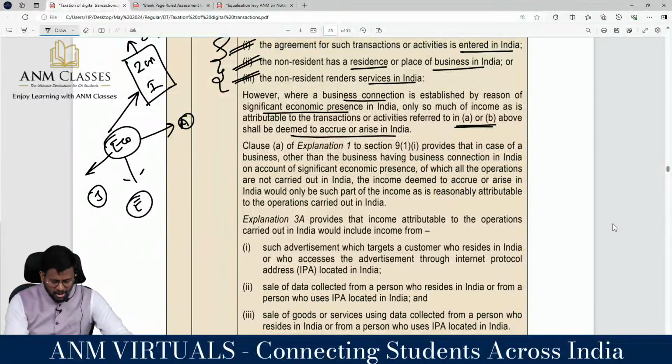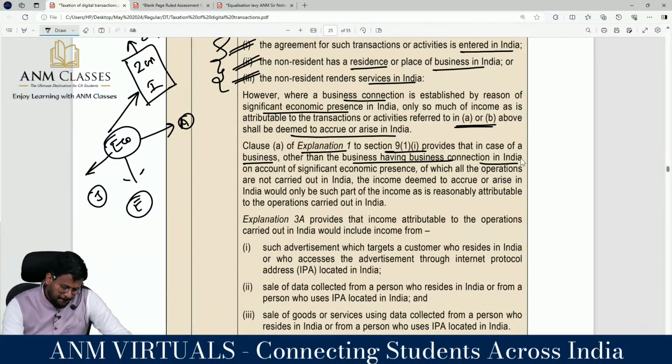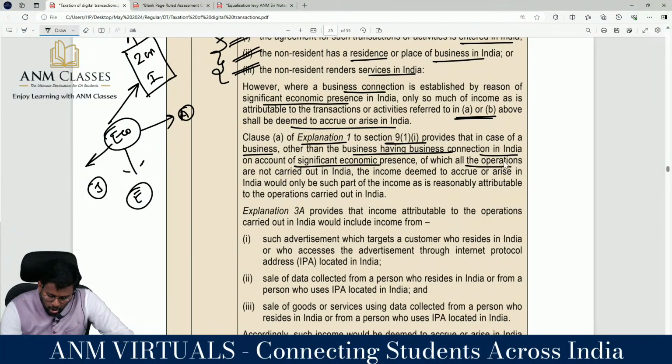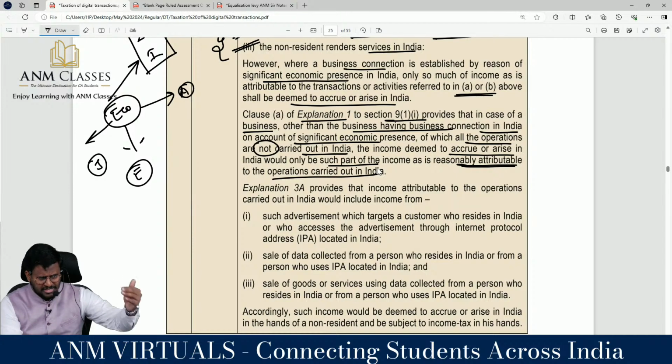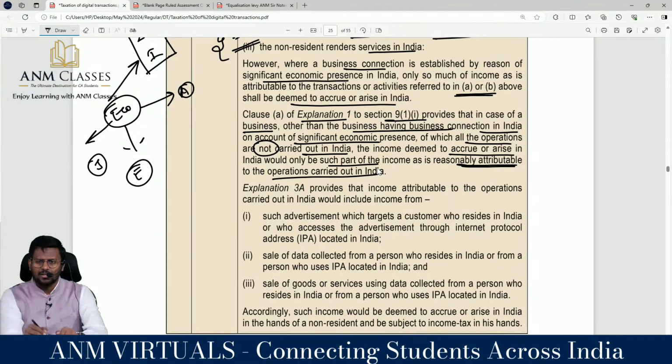Correct or not? Clause A of Explanation 1 to section 9 subsection 1 clause 1 provides that in case of business other than the business having any connection in India on account of SEP, of which all the operations are not carried out in India, income deemed to accrue or arise in India would only be such part of income as is reasonably attributable to the operation in India. That means if any business does not fall within the condition of SEP, they don't have a business connection with India, then their income does not accrue in India. But if they are earning any income by doing any business activity in India, then for that they are liable to pay tax in India.